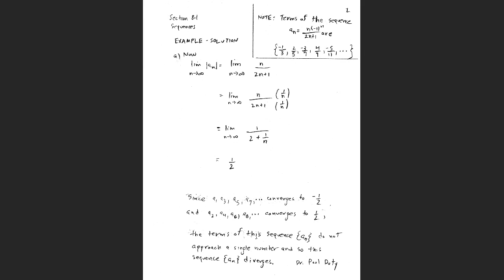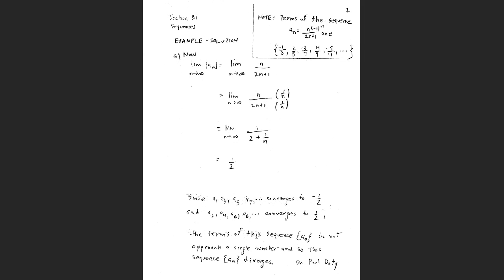The other part of the sequence, which is -1 to the nth power, all that's going to do is give you plus or minus, or minus plus, minus plus, minus plus. So that's why some of the terms of the sequence converge to -1/2. Other terms of the sequence converge to +1/2.